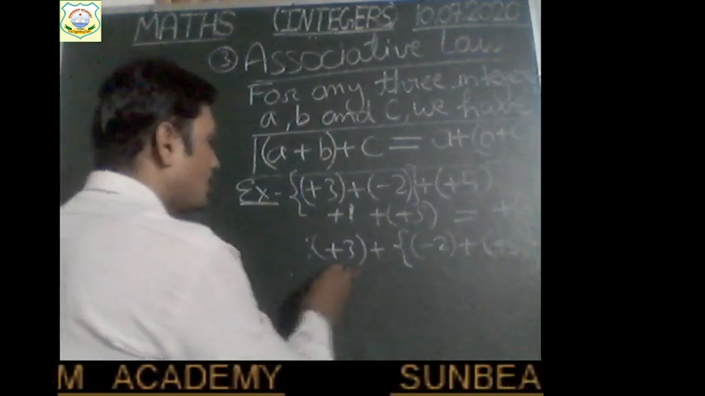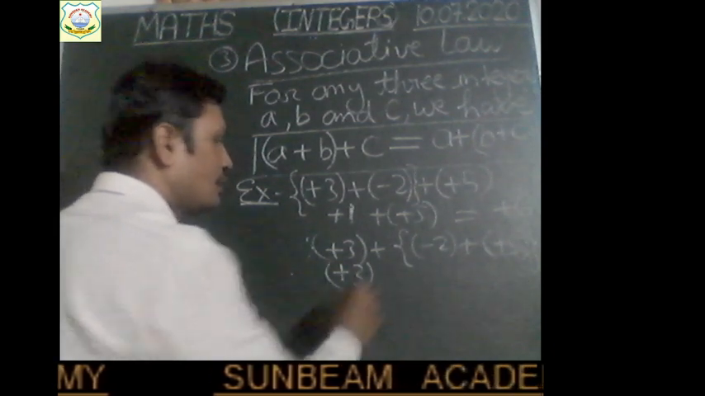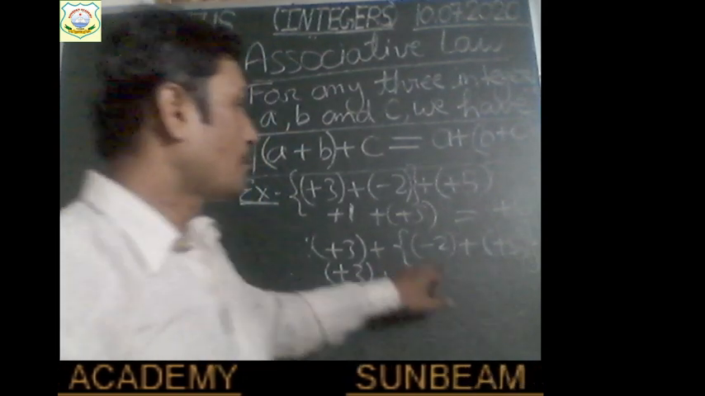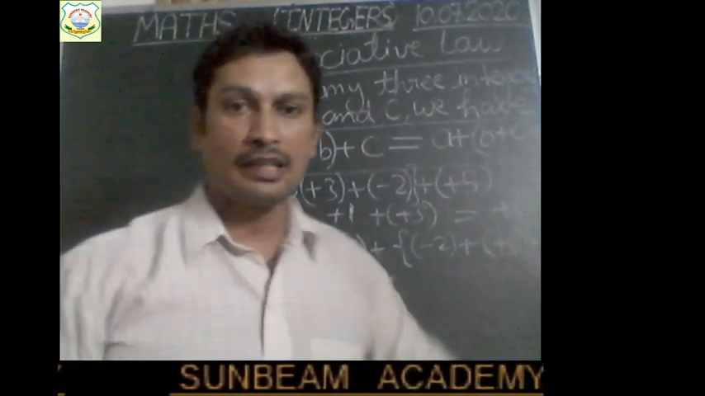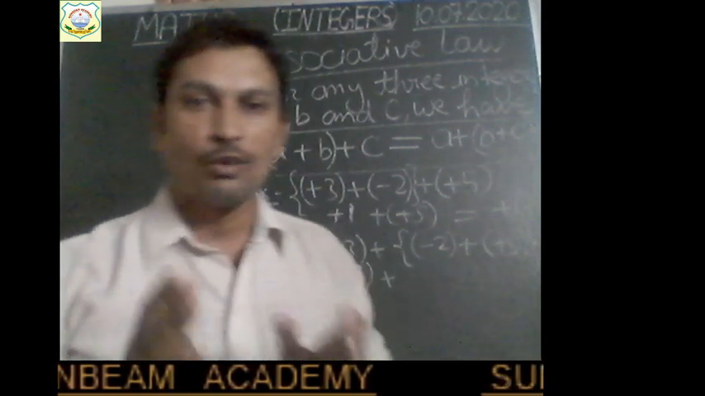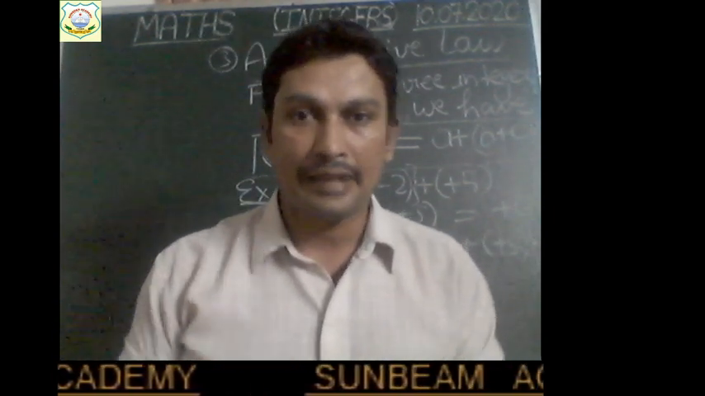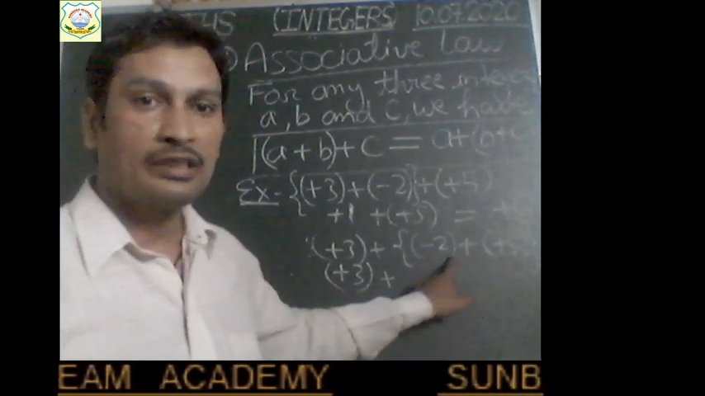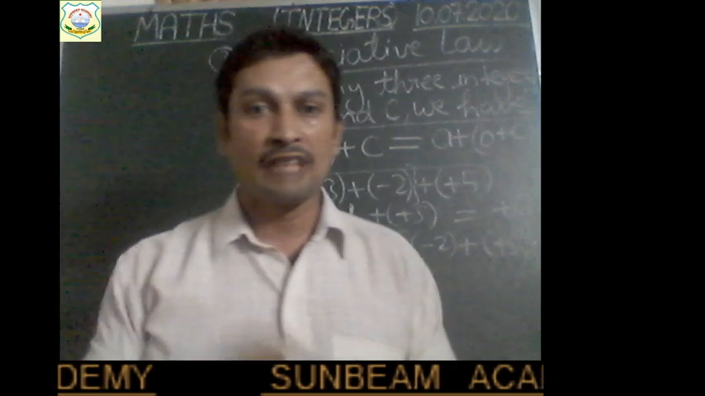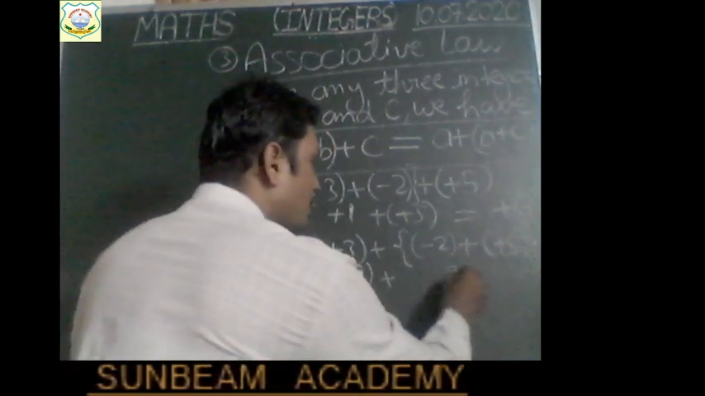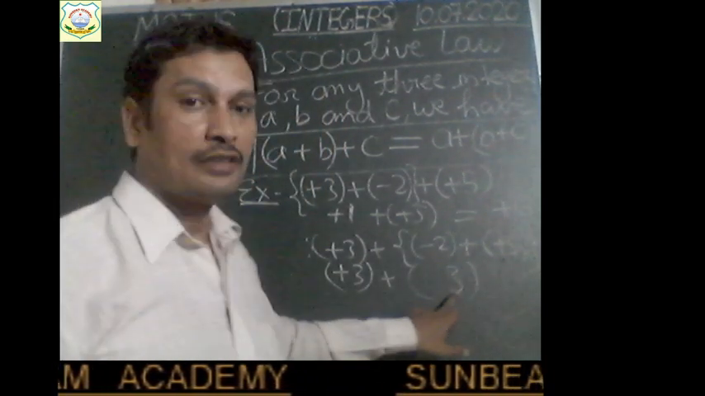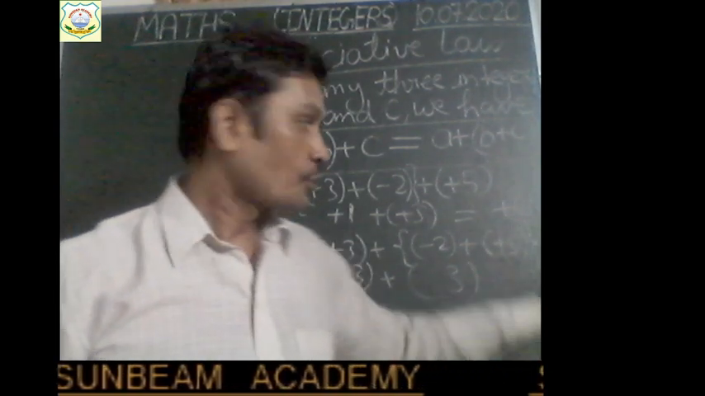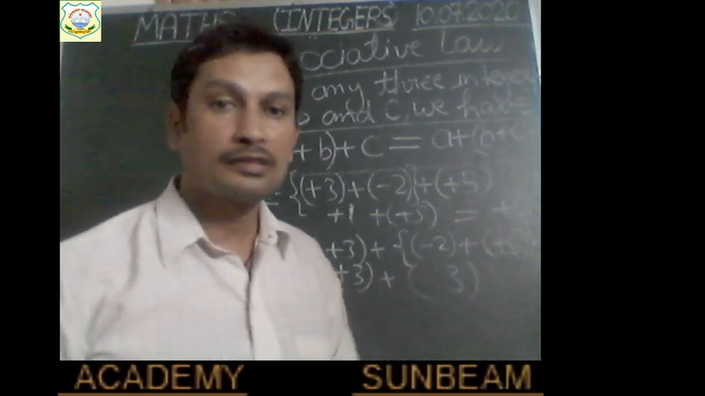Solve this. Plus 3 is outside, so it will be added later. Plus, add these two integers, minus 2 and plus 5. They have opposite signs. So what we will do, children? We will subtract. Alright? 5 minus 2 will give 3. And which sign will we use? We will write 3 and the sign will be positive, right? Because the positive integer is greater. So 5 minus 2 will give plus 3.